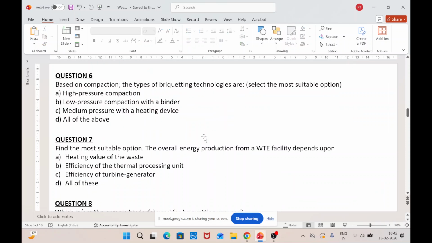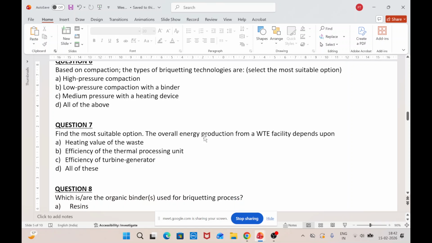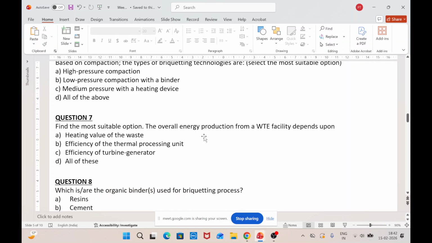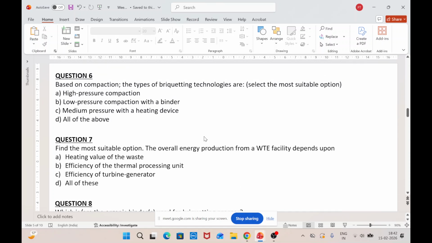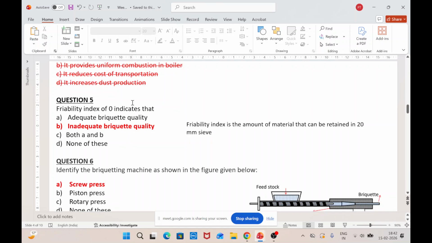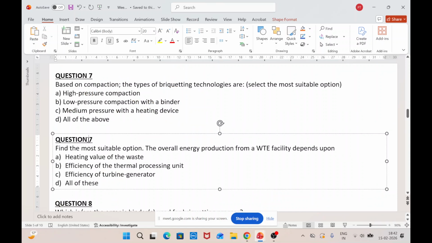Okay, if no questions, then leave question 7. Try to answer question 6 and question... Oh, wait, just a second. Sorry, this should be 7, this should be 8, and this should be 9. So leave question 8. Try to answer question 7 first, and then we'll go to question 9.